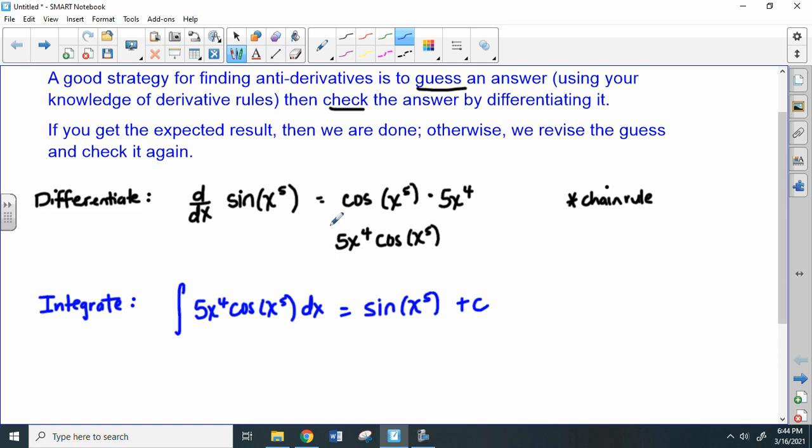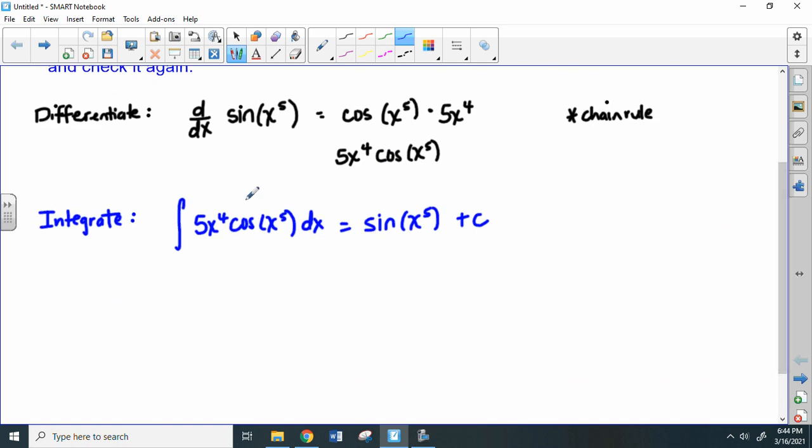That one was a little obvious because we took the derivative first, and then all I asked you to do was go backwards. So let's look at another one. What if I don't give you a derivative to take first, I just say integrate 3x squared times cosine of x cubed dx? It looks a lot like the one we did last time, where we integrated the result of a chain rule, and this kind of looks like the result of a chain rule.